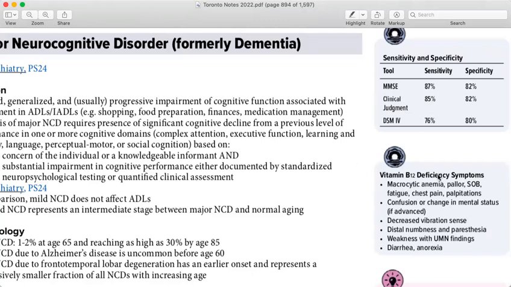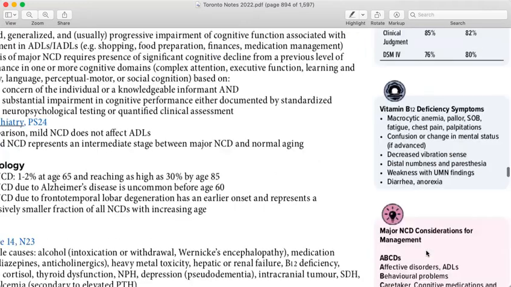Then vitamin B12 deficiency can also lead to these symptoms: macrocytic anemia, pallor, shortness of breath, fatigue, chest pain, palpitations, confusion, decreased vibration sense, and then distal numbness, weakness and upper motor neuron lesion, diarrhea, and anorexia. If somebody is using PPIs for a prolonged period of time, they can also develop vitamin B12 deficiency and can also present with dementia.